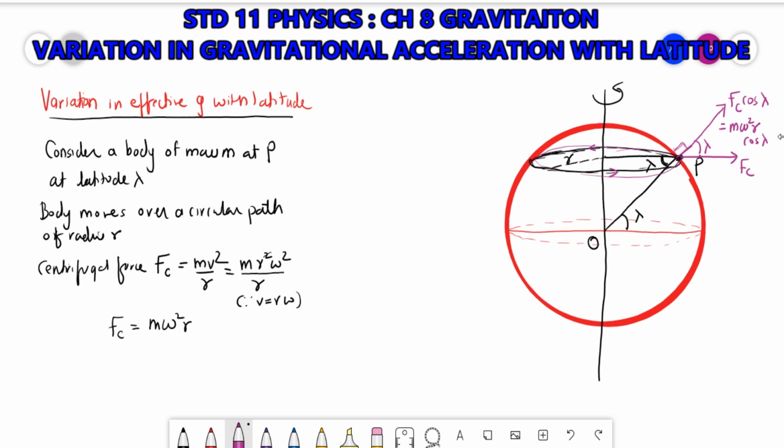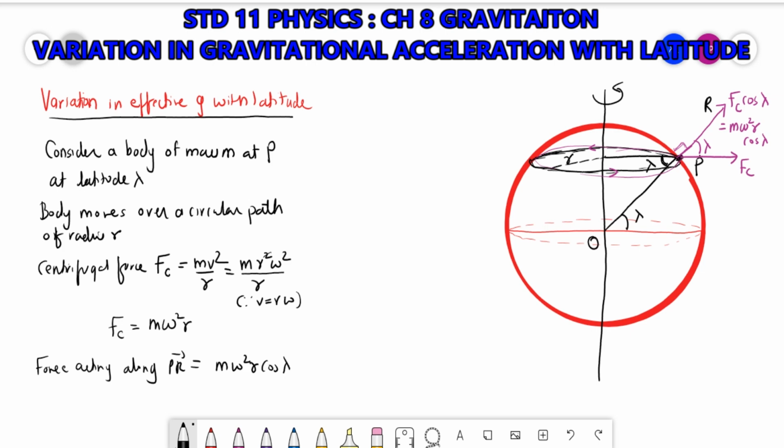Now, what is the gravitational force? See, if I name this point as R, then the force acting along PR will be equal to m omega square r cos lambda. Clear?